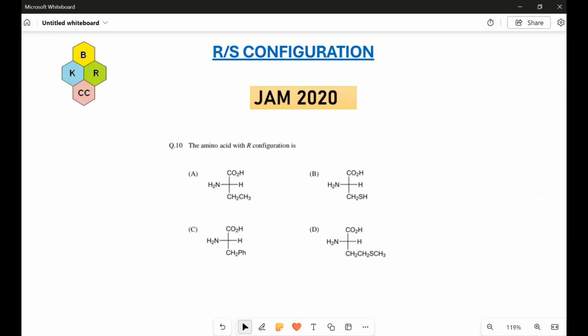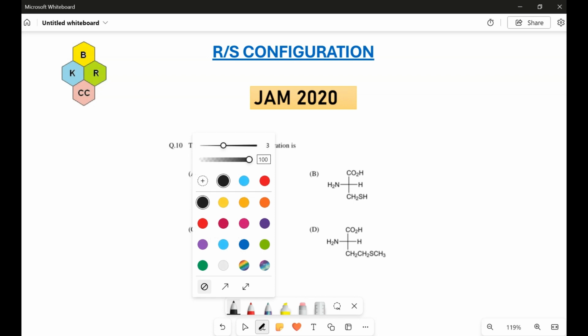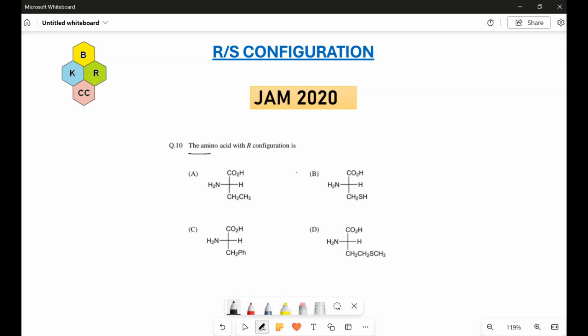Let us apply the concept which we have studied so far in solving the JAM 2020 problem. The question asked is: the amino acid with R configuration. So now they've given four options A, B, C, D. Let us do one by one.